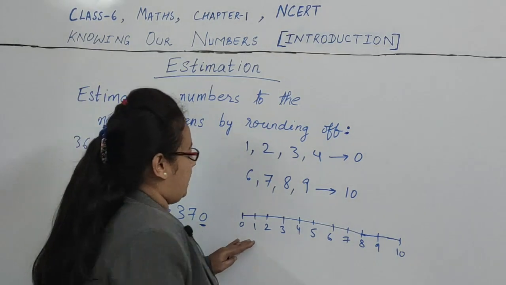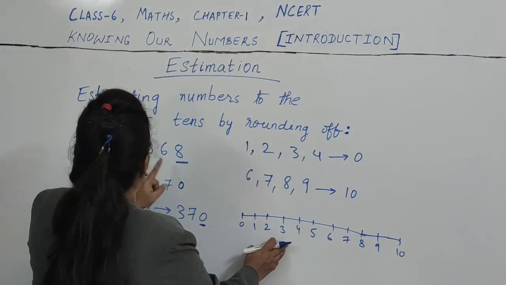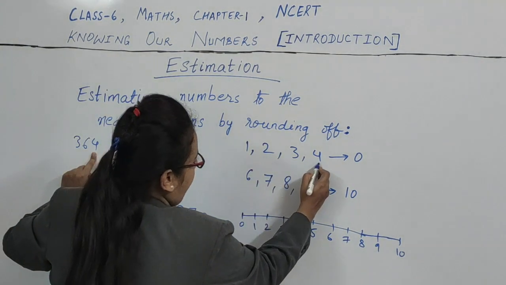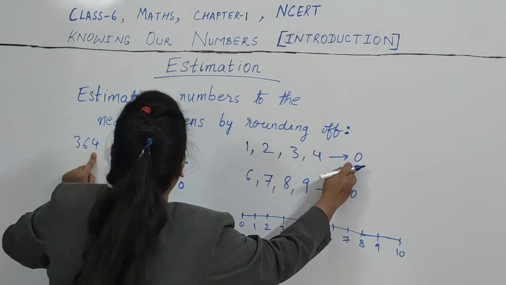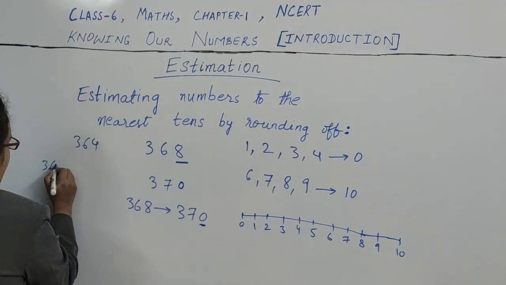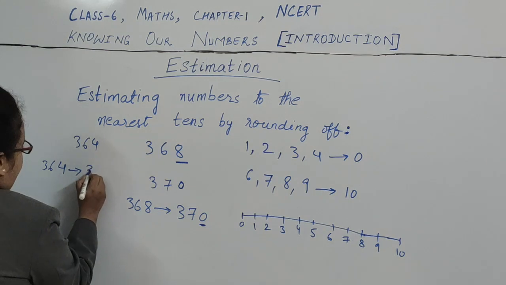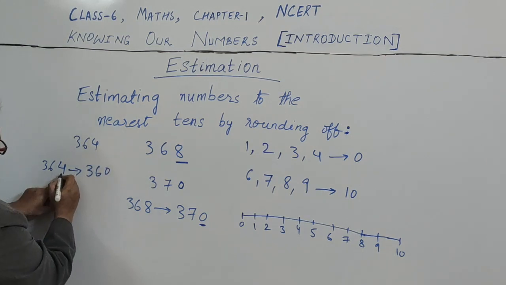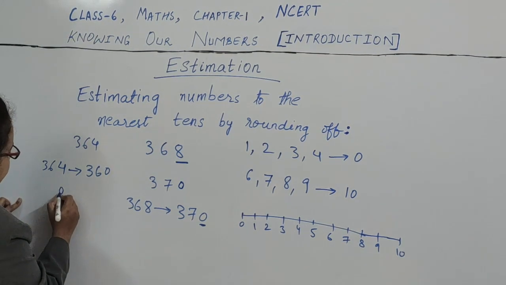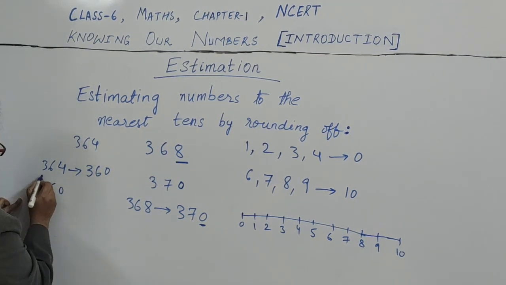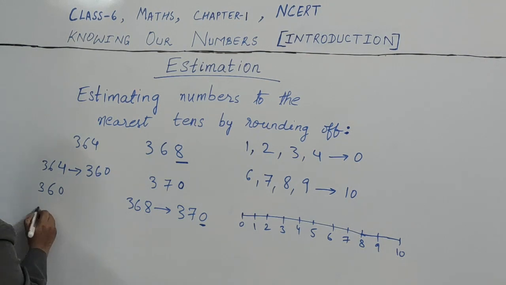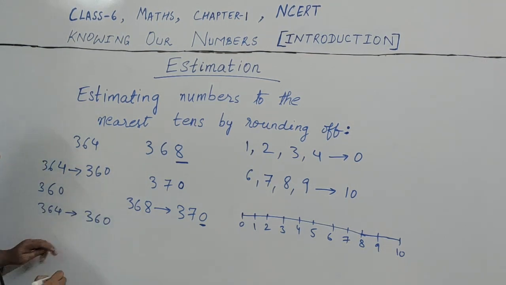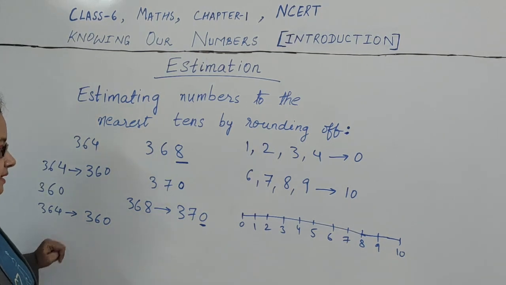Okay. And what about this one? When the ones digit is either 1, 2, 3, 4, it is rounded off to 0. So 364 is rounded off as 360. See, the ones digit will become 0, 4 will become 0, 6 will remain as it is and 3 will remain as it is. So 364 is rounded off to 360 to the nearest tens.